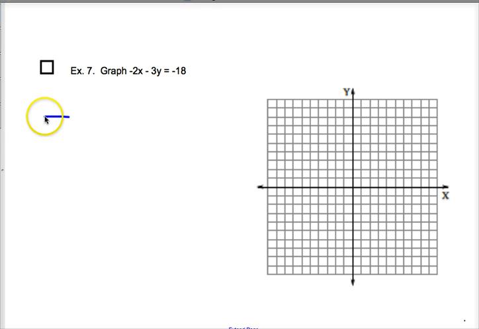Practice again, plug in zeros. Plug in 0 for x, that basically crosses that out. -18 divided by -3 is 6. That's my y-intercept.